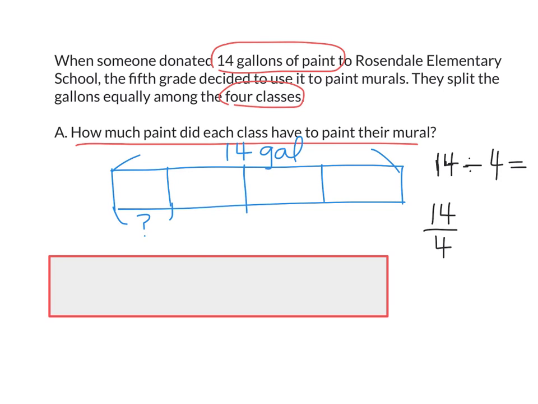Good. So how many wholes are hiding in there? 3. And if I take out 3 wholes, how many fourths did I use up? 12 fourths. Good. So how many are left? 2 fourths, which is 1/2. So it's 3 1/2. Each class gets 3 1/2 gallons of paint to use. Very nice. Let's look at part B.